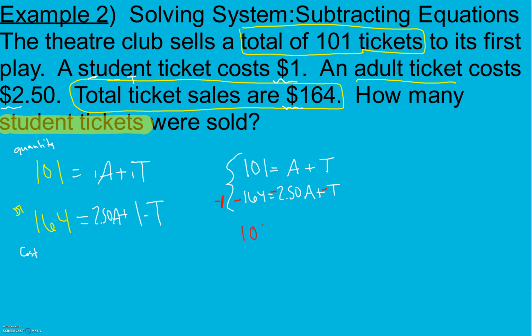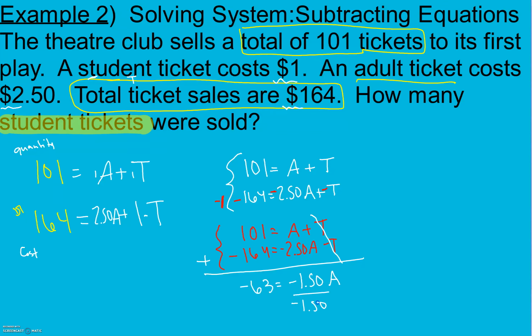Now, I have 101 equals A plus T, and -164 equals -2.50A minus T. Remember, we changed that sign all the way through. It's like I multiplied that whole equation by a -1. Now, I have opposites. T plus -T gives me 0. So I can add up both equations. Here I get -63 equals -1.50A. To get A by itself, we're going to divide, and A is going to be 42.